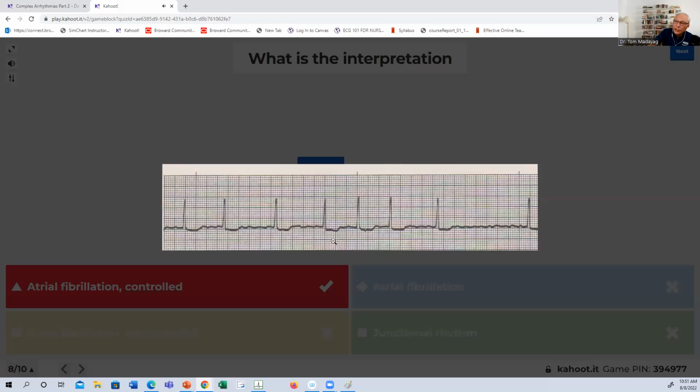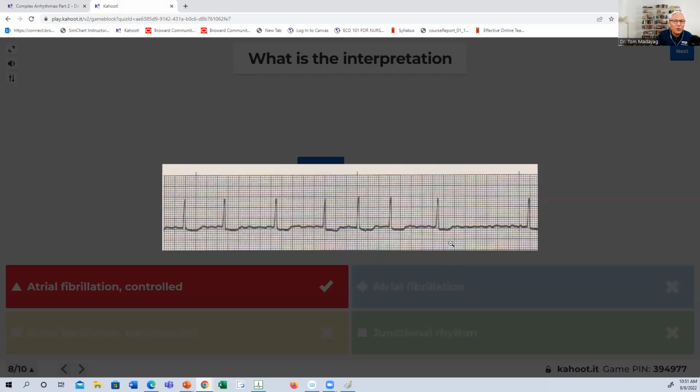All right, let's take a look at it. We have an irregular rhythm, and this irregular rhythm has a wavy baseline and a non-identifiable P wave. So these are all characteristics of an arrhythmia called atrial fibrillation. In fact, second to normal sinus rhythm, atrial fib is the most common rhythm you will see.